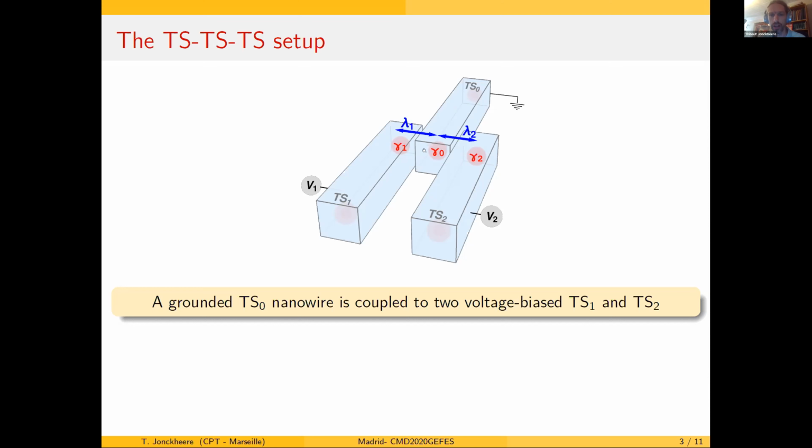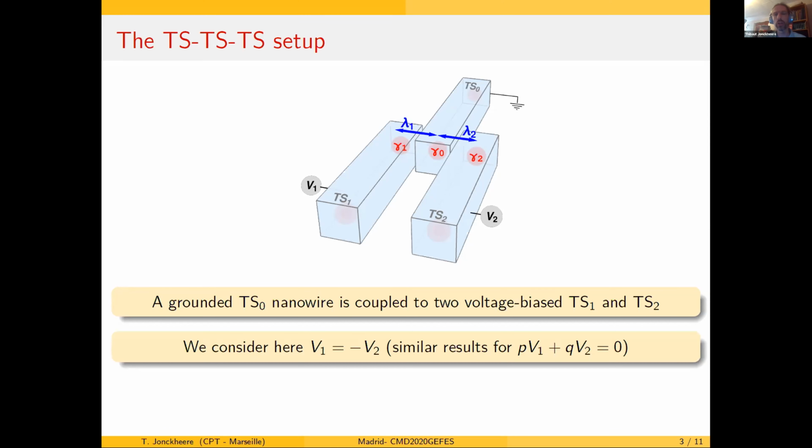And on the plot, in red here, you can see schematically the Majorana bound states at the end of each topological superconductor. And of course, at the other end, there are also Majorana bound states, but they are not really important because we consider very long nanowires. And so there is a tunneling coupling between the central endpoint here and the left or the right topological superconductors.